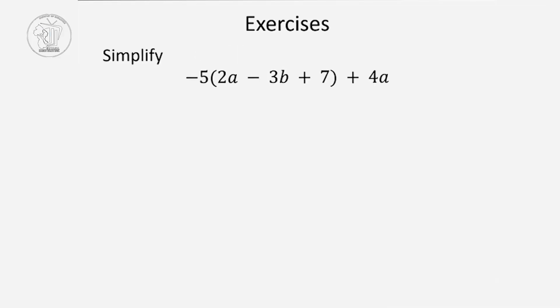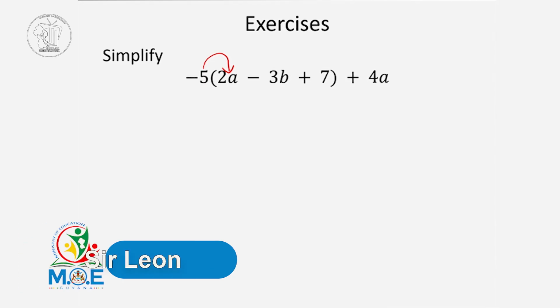So this will be negative 5 multiplied by 2a. So negative 5 times 2 will give me negative 10. And then bring back the a. Now we have negative 5 times negative 3b. So a negative times a negative would give me a positive. 5 times 3 would give me 15. I bring back the b.